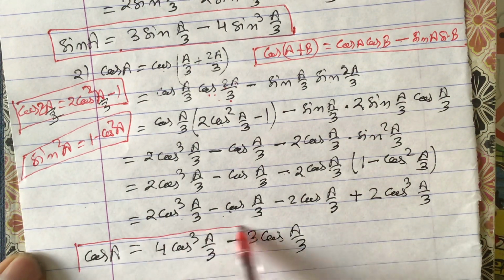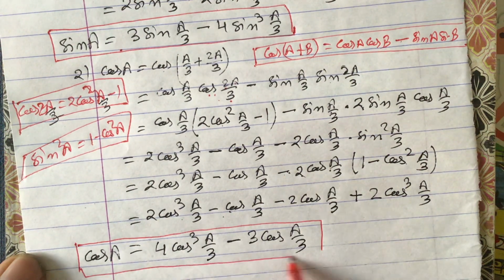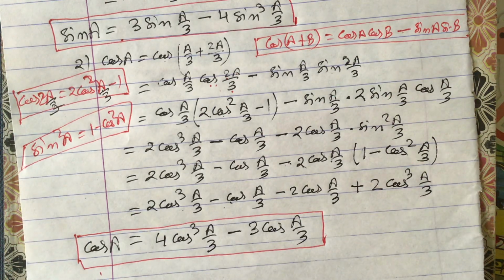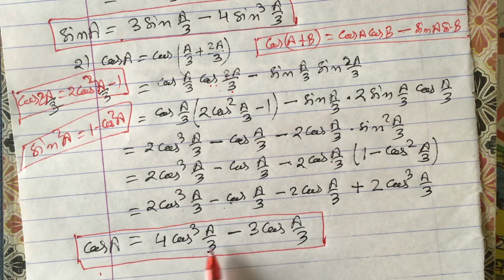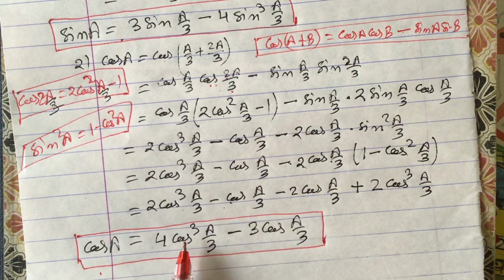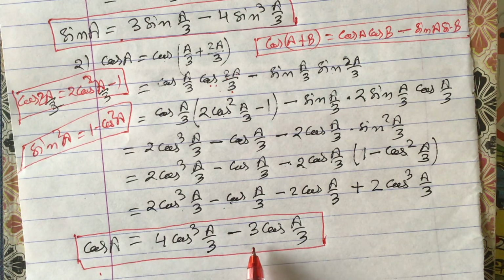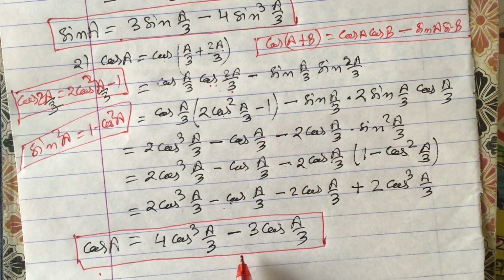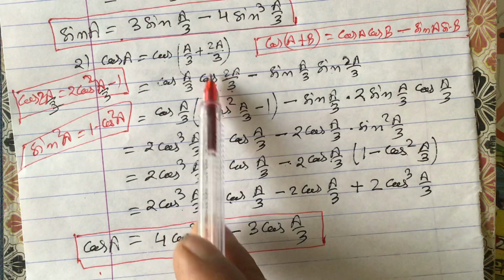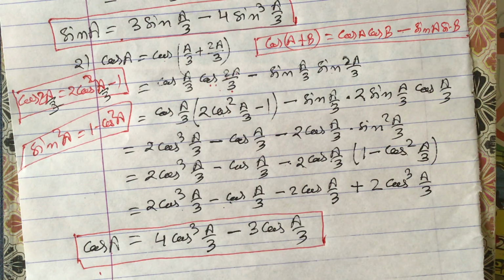So, in examination, if you are asked simply to write cos a in terms of cos a by 3, then you can directly write this formula. If you are asked to derive the formula, if you are asked to express, or change cos a in terms of a by 3, then in such a condition we have to show all the steps of derivation also.